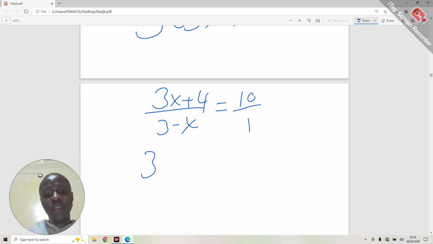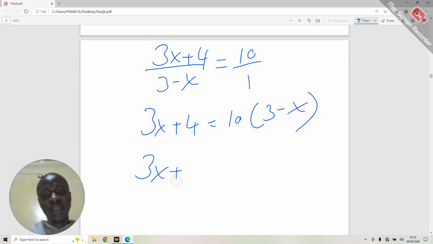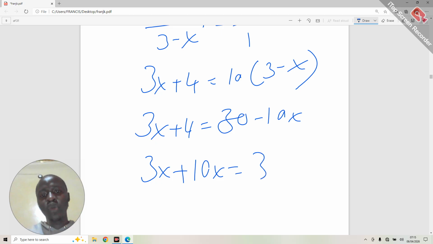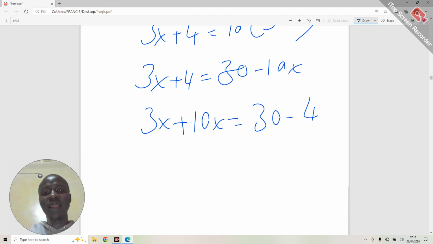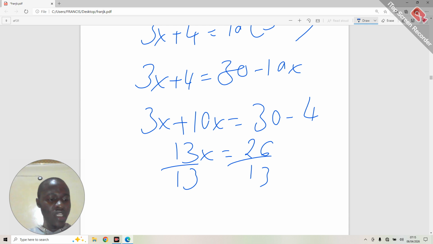Cross multiply: 3x plus 4 is equal to 10 into 3 minus x. So we shall have what? 3x plus 4 is equal to 30 minus 10x. So 3x, then this comes the other side, we shall have 13x is equal to 30, and the 4 goes to the other side, 30 minus 4. So we shall have 13x equal to 30 minus 4, guys, that is 26. Divide by 13. Our value of x is 2.